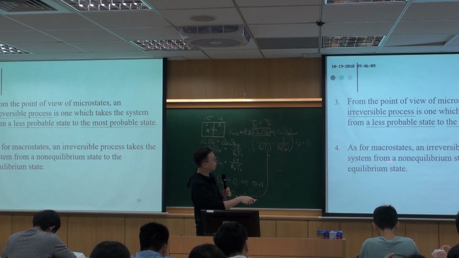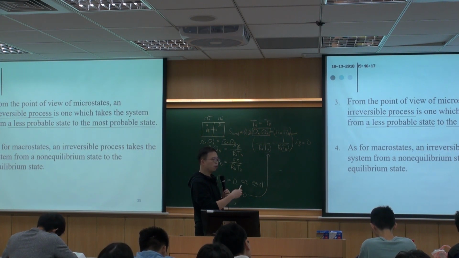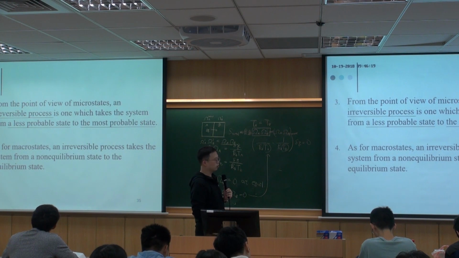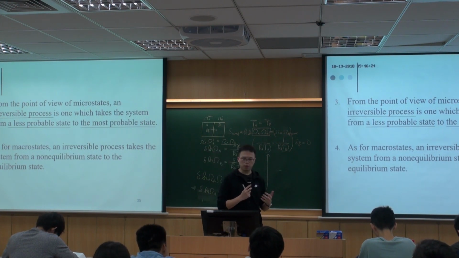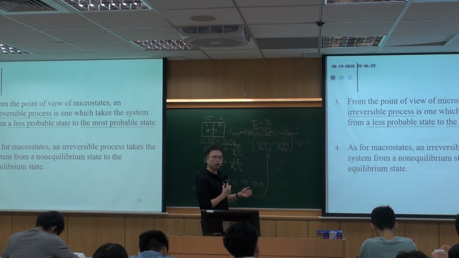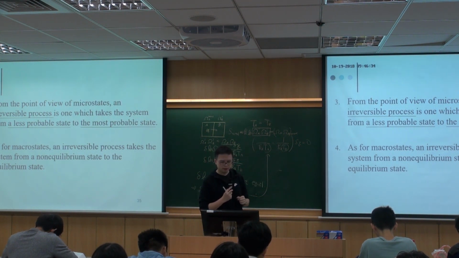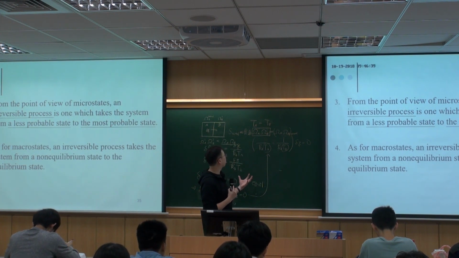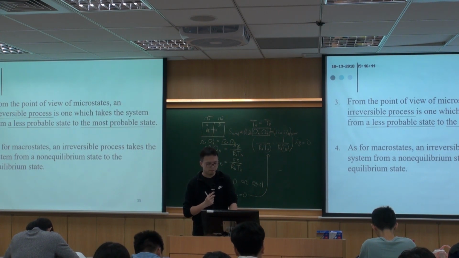And as for macroscopic view, we've already went through this. Irreversible process means that you are evolving from a non-equilibrium state to an equilibrium one. So for the macroscopic view, it's more qualitative. But if you want to do quantitative definition, you have to use the microscopic view. So this is what we learned. Actually, the most important argument is probably here, and also the definition of Boltzmann equation.